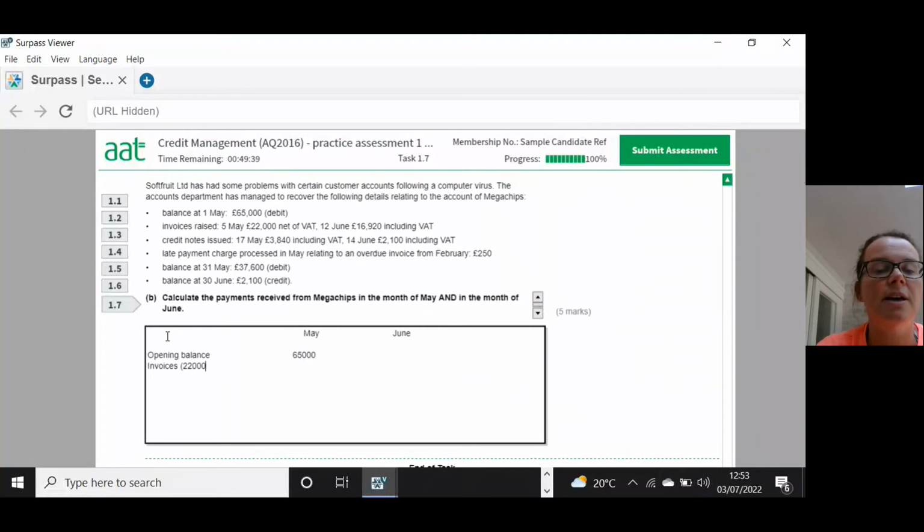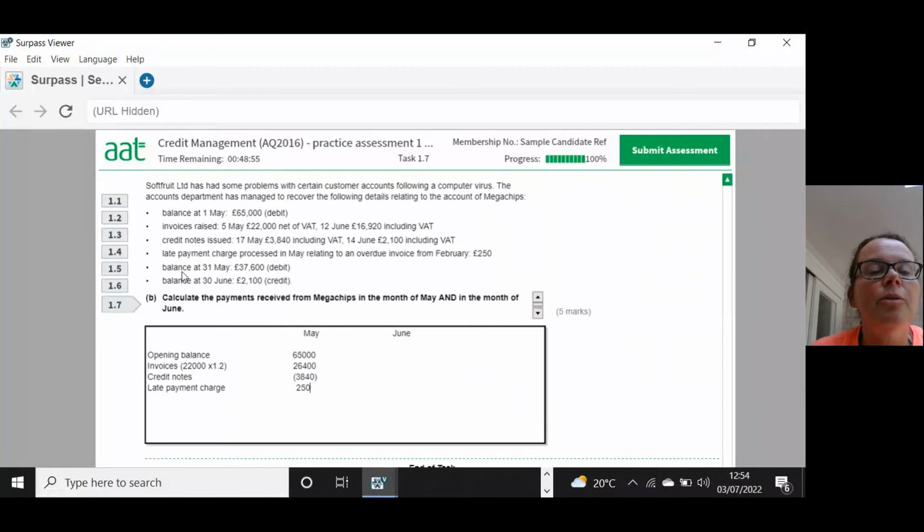22,000 times 1.2 to add the VAT on is 26,400 is owed. Credit notes, that is including VAT, so 3,840, and I'll put that in brackets to show that it's being subtracted. Late payment charge in May, so that's going to be 250 added on.